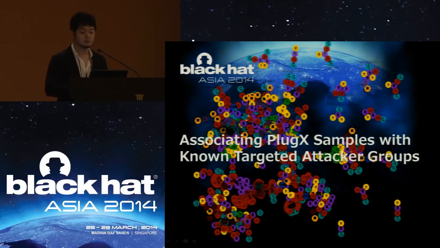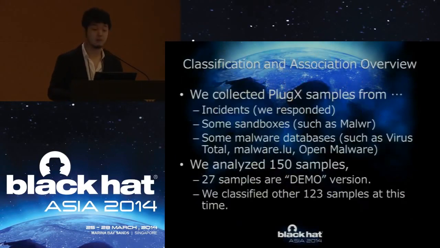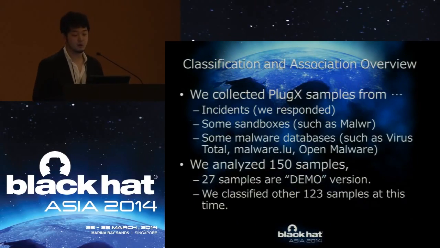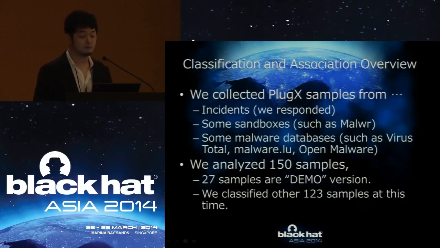In this section, we would like to show you how we categorize PlugX samples into some groups and covered links to non-targeted attacker groups. Before we show the result, we need to explain how we classified those samples. We collected PlugX samples from some sources like this. We analyzed 150 samples, but 27 samples are demo versions, so there is no configuration for these samples. As a result, we categorized 123 samples into some groups.